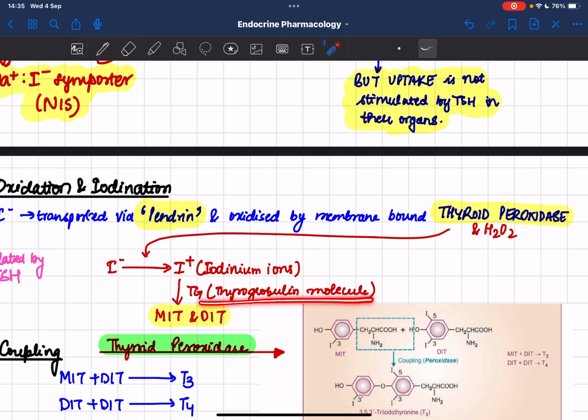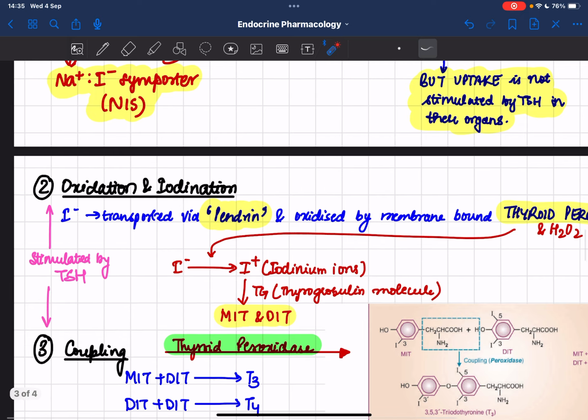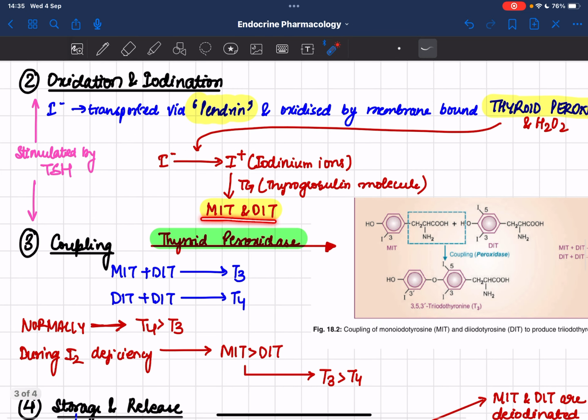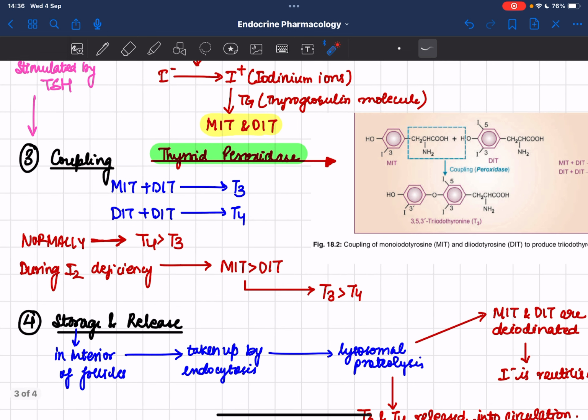Then thyroglobulin molecule comes and there is iodination. This step is also done via thyroid peroxidase only. Every step till coupling is done by thyroid peroxidase and H2O2. Now there is formation of MIT and DIT as we have studied in the above picture. Now there is coupling. I have already told you coupling above. MIT and DIT will form T3, and DIT and DIT will form T4.